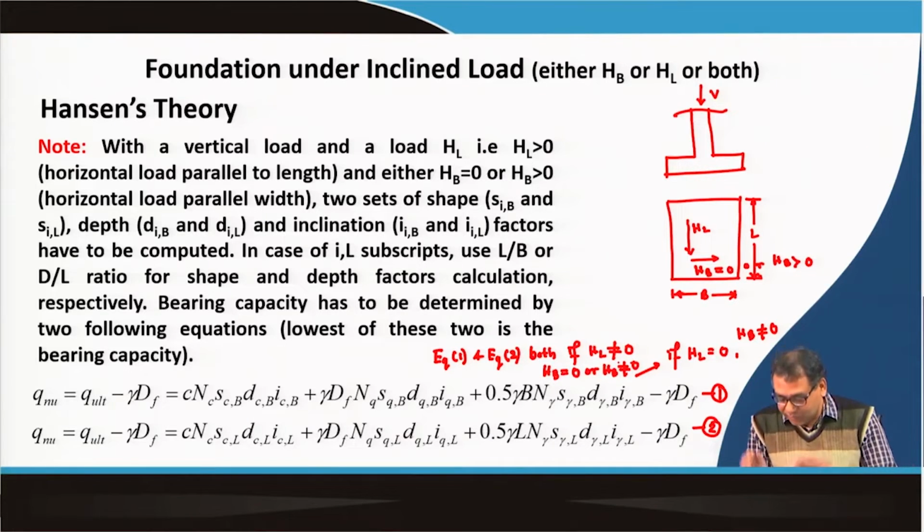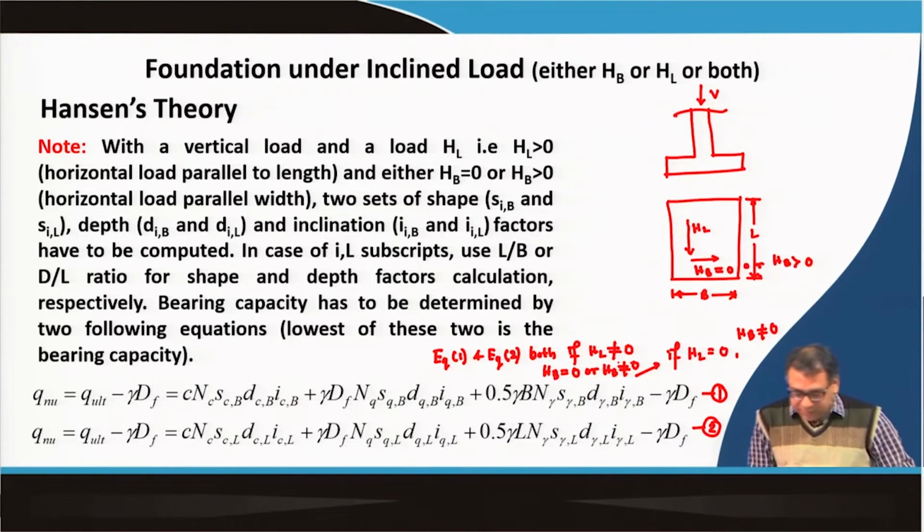So, that means, there are three cases. One case, HL equal to 0, HB not equal to 0, then only equation 1, the one set, is sufficient. But if HL is not equal to 0, HB equal to 0, then two sets. Again, if HL not equal to 0, HB not equal to 0, again two sets. That means, whenever HL is not equal to 0, whether HB is present or not, we have to take two sets of factors, and you have to calculate the bearing capacity by using these two equations.